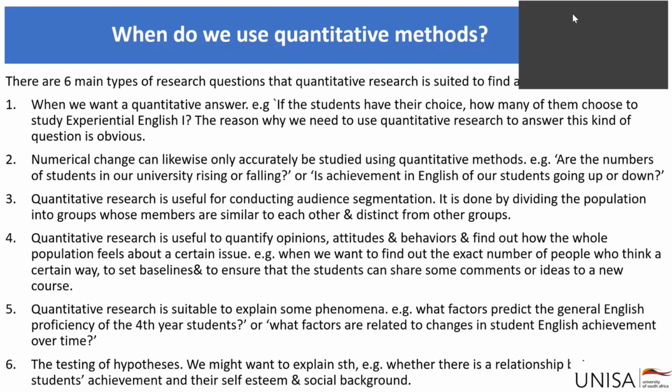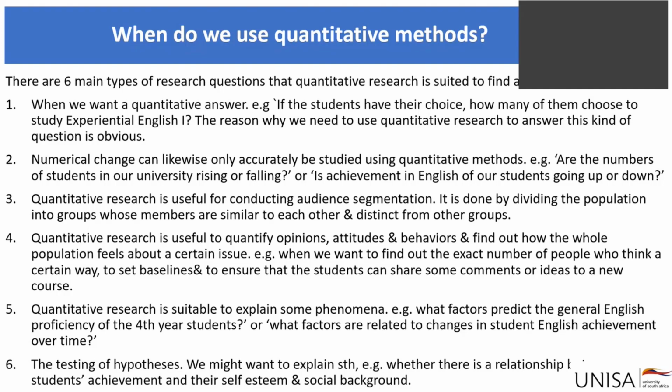So some of you are looking at it from that point of view, where you need to set some baselines. Quantitative research is also suitable to explain some phenomenon, for example, what factors predict general English proficiency in fourth year students? And I think from what I was hearing earlier, it's more looking at students to predict the effectiveness of teaching. So there you might think about quantitative research, or where you look at what factors are related to changes in student English achievement over time, or mathematics, as he said. So there you also need to look at quantitative research.